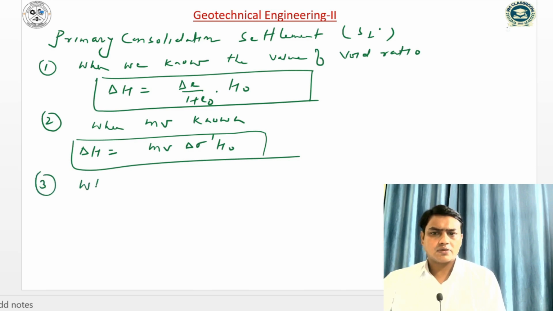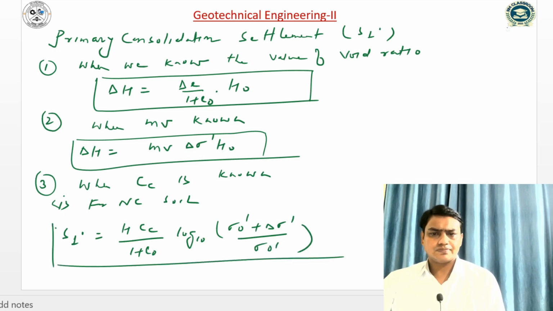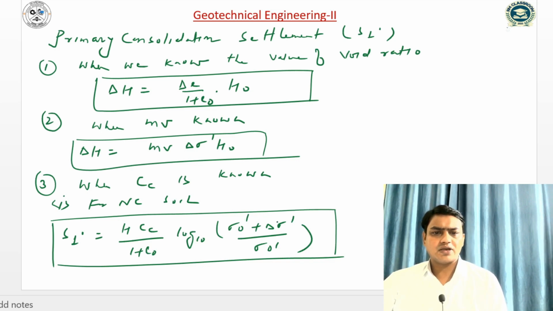And the third case, when Cc is known. When Cc is known, two cases I have discussed. The first one is for normally consolidated soil. Settlement is equal to H Cc divided by 1 plus e naught log to the base 10 of sigma 0 dash plus delta sigma dash divided by sigma 0 dash, where Cc is the compression index, e naught is the initial void ratio, sigma 0 dash is the effective stress at the middle of the clay layer, and delta sigma dash is the change in effective stress due to the given loading or overburden pressure.